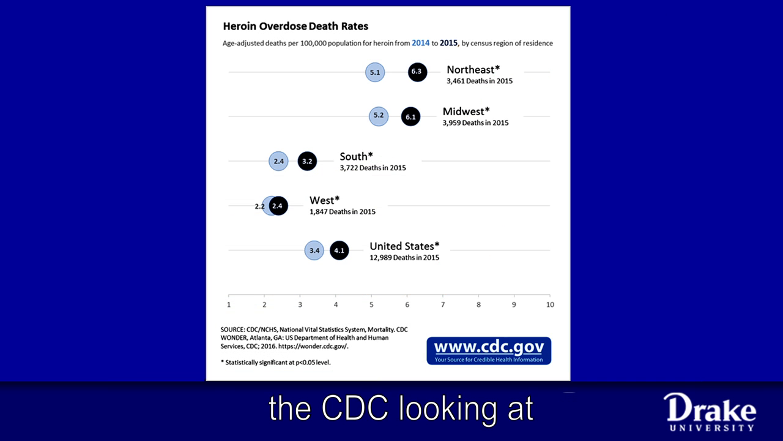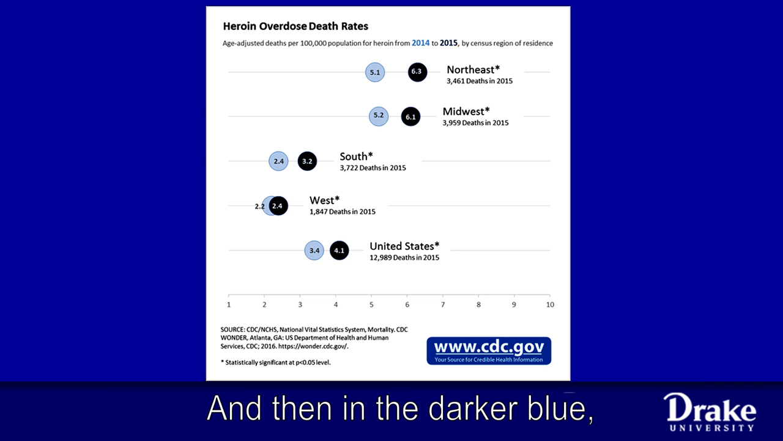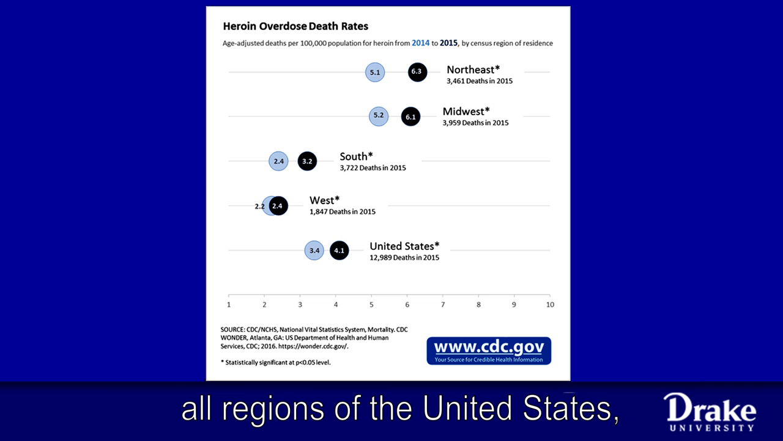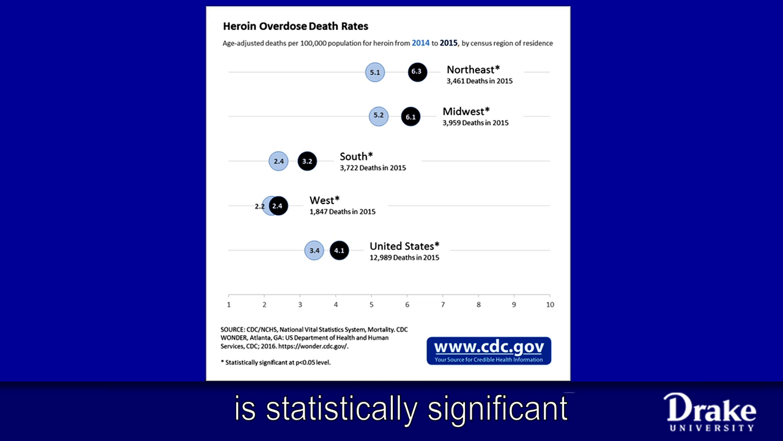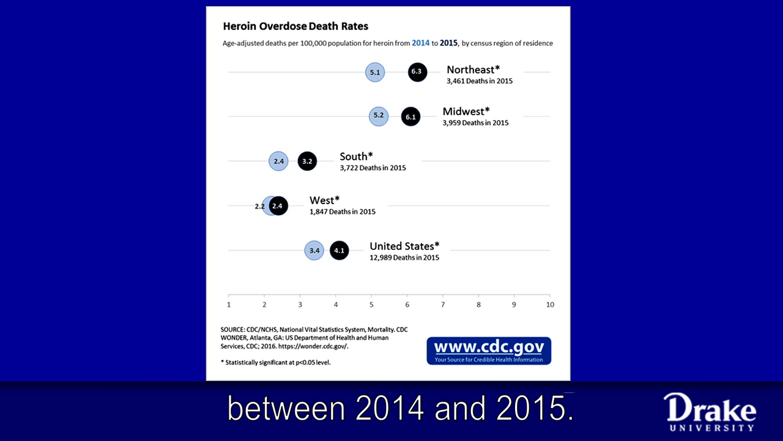These are more data from the CDC looking at heroin specifically, since heroin has played such an important role in the current increasing trend in deaths by opioid overdose. And what we have here in the light blue are deaths per 100,000 in the year 2014. And then in the darker blue, almost black color, are deaths due to heroin in 2015. And you can see there is an increase in all regions of the United States. And this increase between 2014 and 2015 is statistically significant for all regions, with the Northeast and the Midwest leading the way in this increase in heroin deaths between 2014 and 2015.